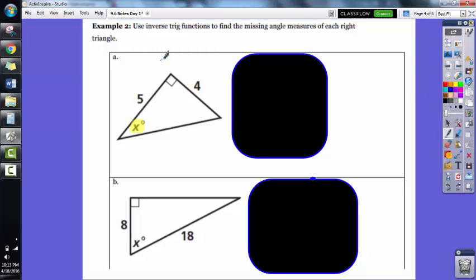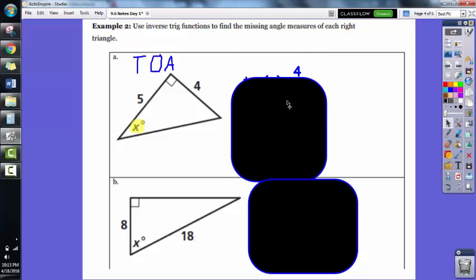And you're going to want to keep that in mind. I have the opposite side and the adjacent side here. The only trig function that we have that is opposite and adjacent, in this case opposite over adjacent, will be the tangent function. So this tells me that I'm going to have to use the inverse tangent in order to find angle x, because I only have the opposite and adjacent side.